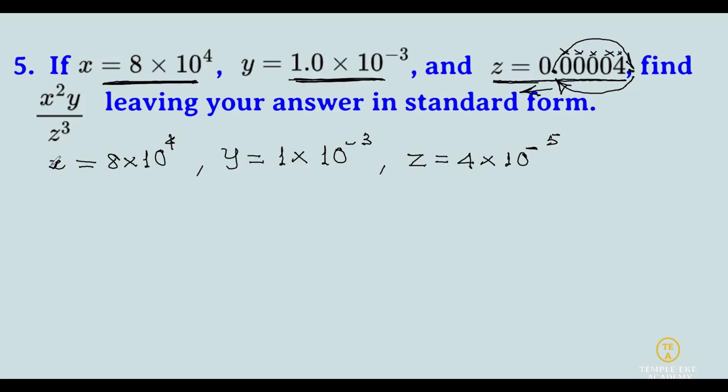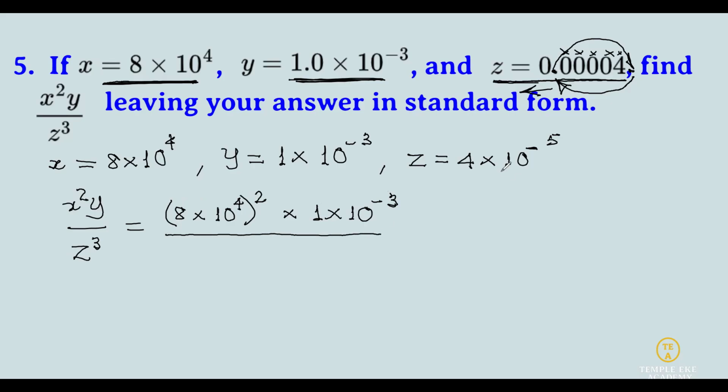Let's get into the real problem. We're expected to find x squared y divided by z cubed. This means substitute the given values. The value of x is 8 multiplied by 10 to the power 4. All this must be squared because we have x squared in the expression we're trying to solve, multiplied by ordinary y, which is 1 times 10 to the power minus 3. Now divide by z cubed, and we have to substitute the value of z at this point. The value of z is given to us already, we know it. So let's get 4 times 10 to the power minus 5.